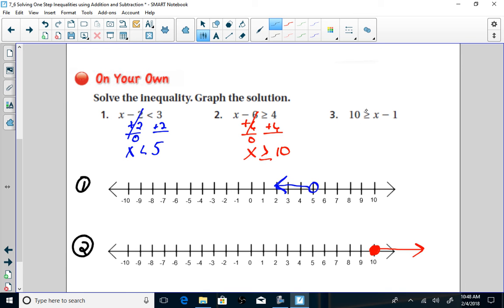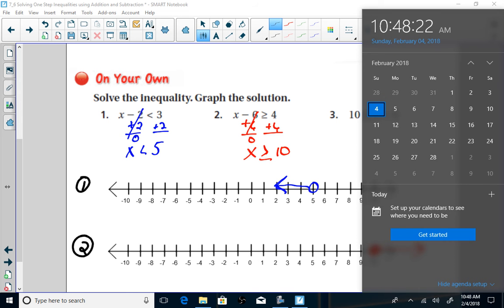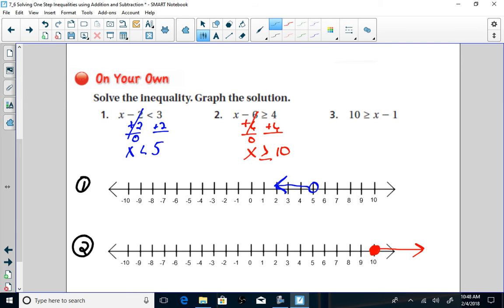It says 10 is greater than or equal to a number minus 1. I see subtraction, and the inverse operation of subtraction is addition. So I want to add 1 to both sides of that inequality. These are opposites. That's going to be 0. 10 plus 1 is 11. That's greater than or equal to x. Now, there's a little trick going on here. This is what's called a reversed inequality. What do I mean by a reversed inequality?